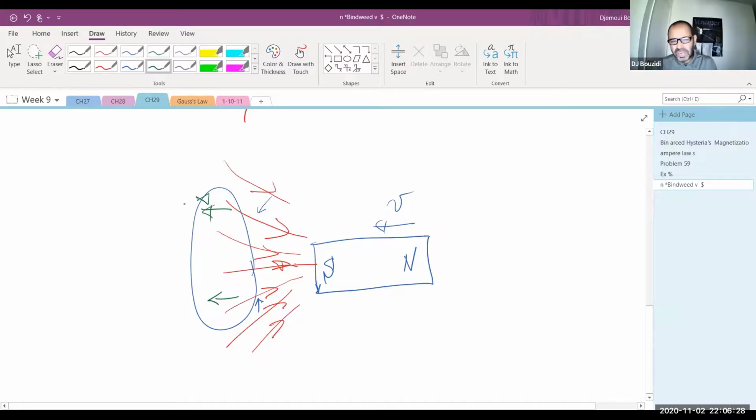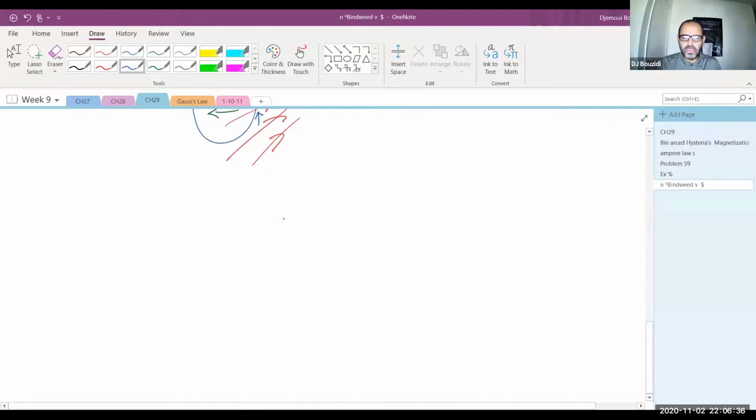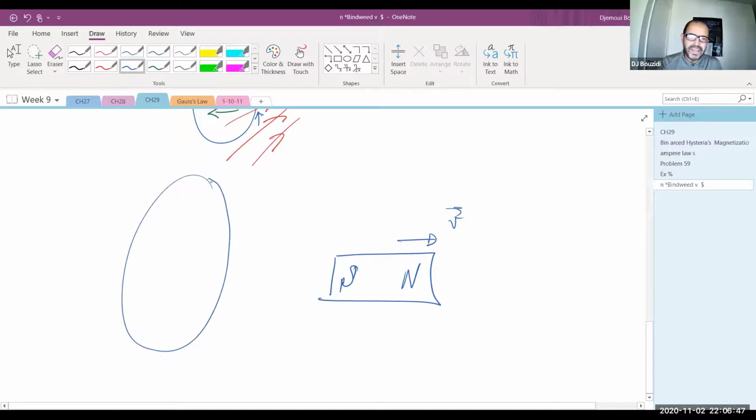Okay. And the last picture is the same thing, except that the magnet is moving away from the loop. So here is the south, here is the north. The direction now is this way. The wire is this way. So now the field lines are here.